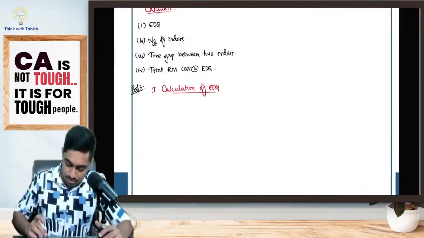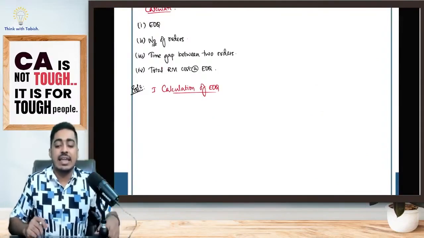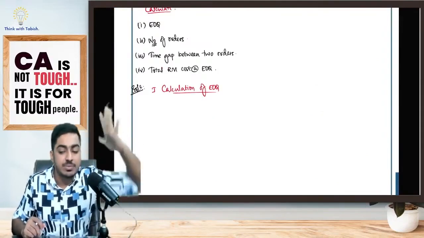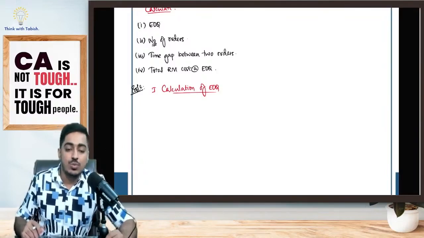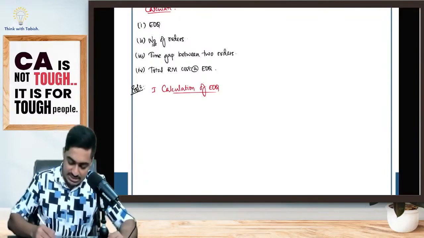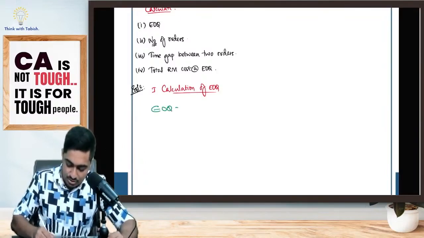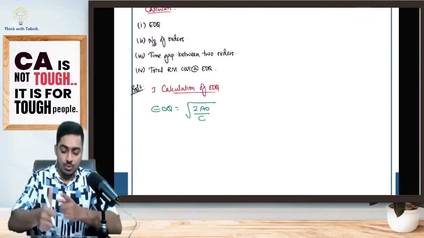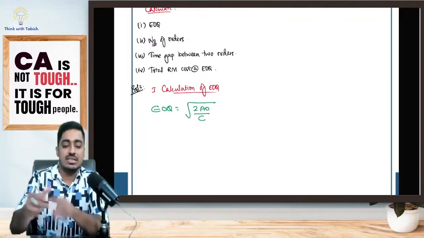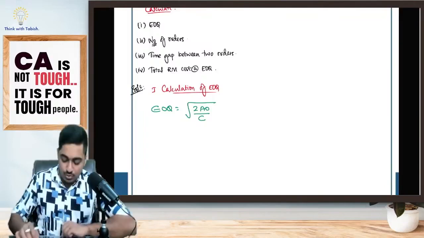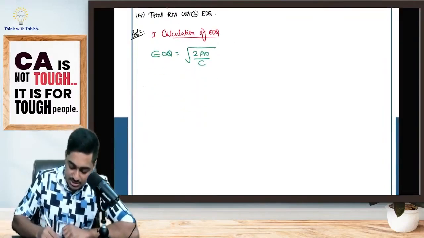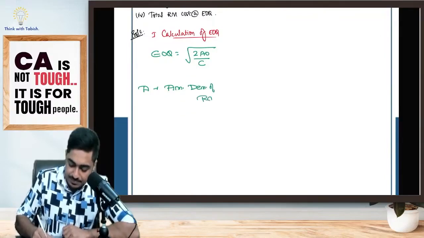First one is EOQ. Tell me, students, I can calculate EOQ for any item in the world. I only want 3 things. EOQ is square root of 2AO divided by C. If I know what is A, what is O, what is C, I will calculate EOQ and give it to you. No tension. What I want first is A, which is the annual demand of raw material.